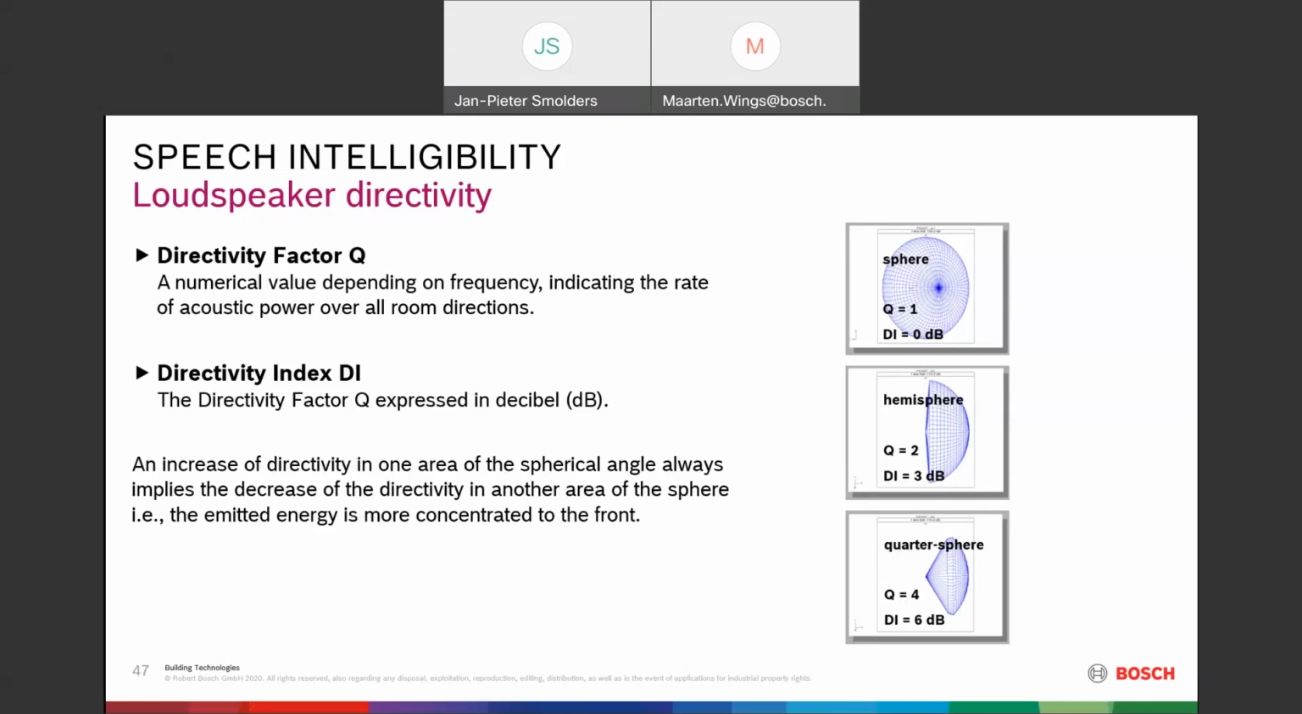The more directive a loudspeaker gets, the higher the Q gets, and the energy of the loudspeaker will be concentrated more and more to the front of the loudspeaker. So you can aim that energy to the listening plane.